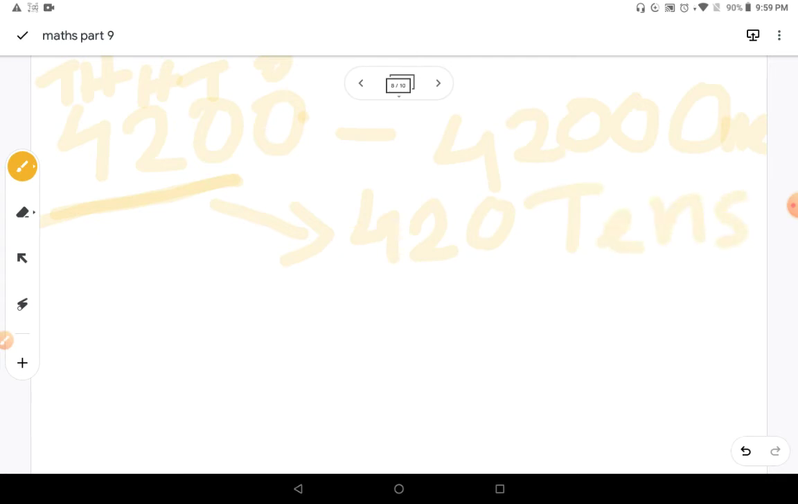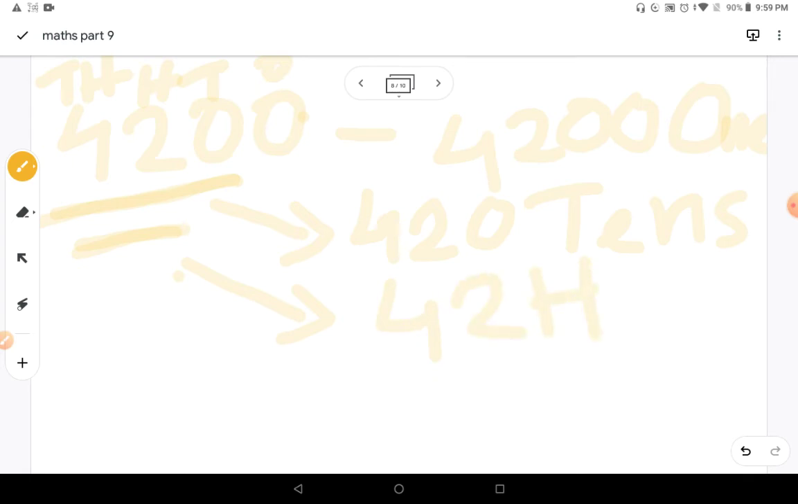Now can you represent this in 100 terms alone? Yes, you can, because the tens place is also 0. The ones place value is 0 and the tens place value is 0. So we can represent it in the higher terms, hundreds. When you want to represent in 100 terms alone, you remove these place values and take the remaining value. So that is 42 hundreds.